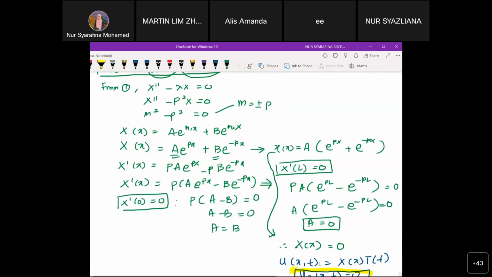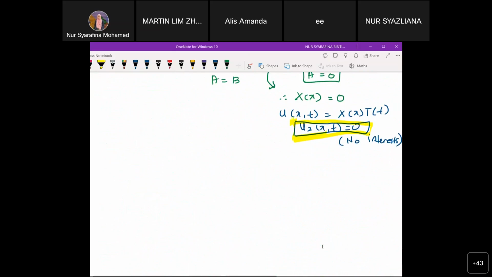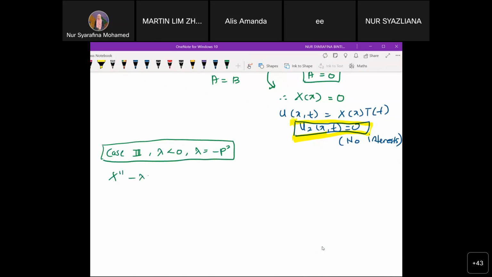Okay, thank you. So now, done with case 1, case 2, and then case 3. So case 3, we consider lambda less than 0. So let lambda be negative p squared, where we know from the first equation x double prime minus lambda x equals 0. Then just substitute: x double prime plus p squared x equals 0.